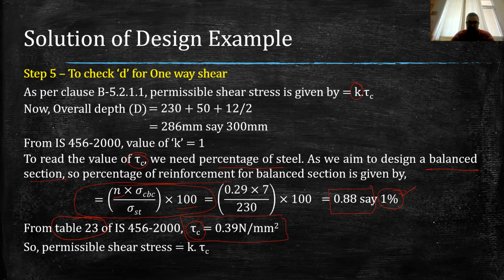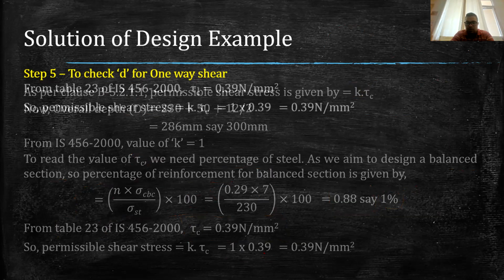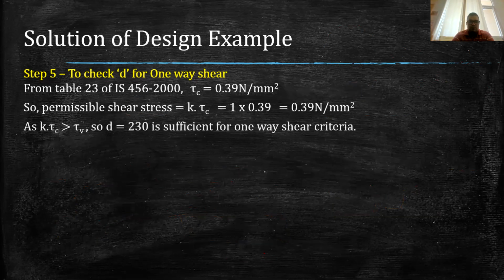The permissible shear stress in the concrete of the foundation is 1 into 0.39, which is 0.39 Newton per mm square. Comparing this, we can say that k into tau c is greater than tau v, because tau v value is 0.33 Newton per mm square, while k into tau c is 0.39 Newton per mm square. Therefore, the d which we have calculated in the previous step is sufficient for one-way shear criteria also.